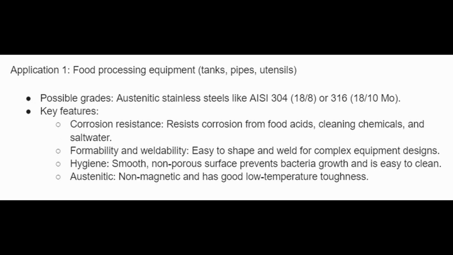Application 1. Food processing equipment, tanks, pipes, and utensils. Possible grades. Austenitic stainless steel, like 304 or 316. Key features. Corrosion resistance. Resists corrosion from food acids, cleaning chemicals, and salt water.